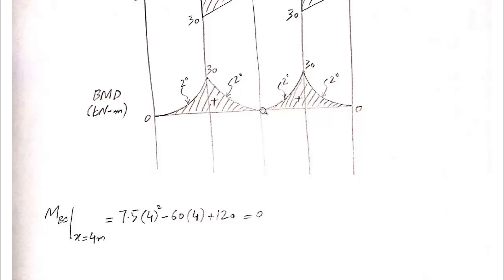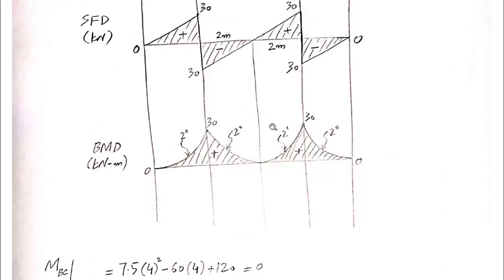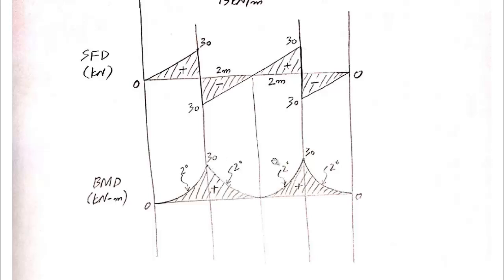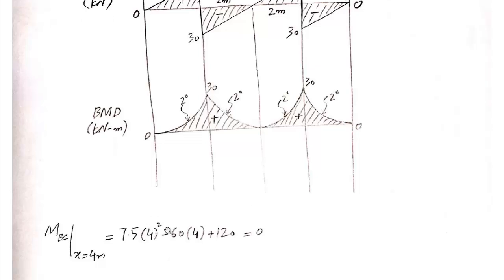And if we plug in x equal to 4 meter in this equation, we get moment equal to 0. So the value of bending moment for this point is 0. It means that these 30s will not be joined directly, rather we have another point present here, and this 30 will be joined with this 0 with a second degree line, because the degree of the equation is second.